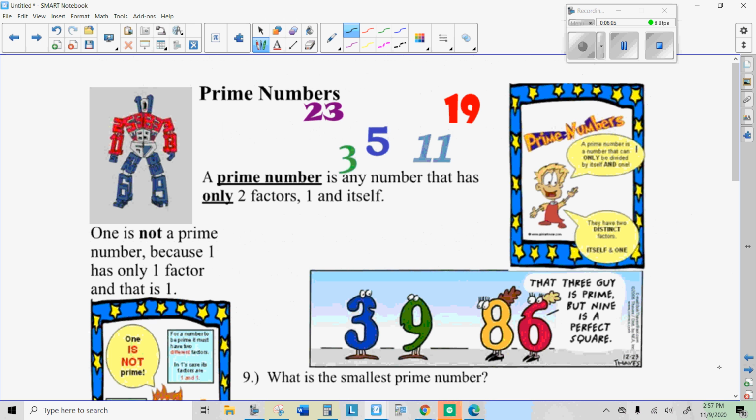So let's talk about prime numbers now. A prime number is any number that has only 2 factors, 1 and itself. Be careful about that. Some people might say 1 is a prime because 1 and itself are both factors, but since they're the same number, we don't consider that to be a different factor. So we say that a prime number is a number that has exactly 2 factors, and since 1 only has 1 factor, it's not prime.